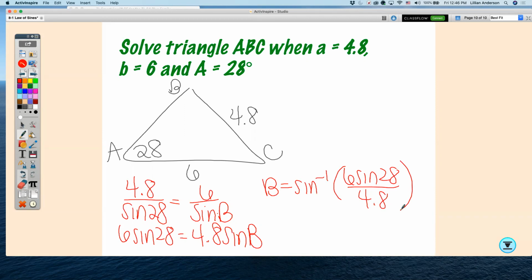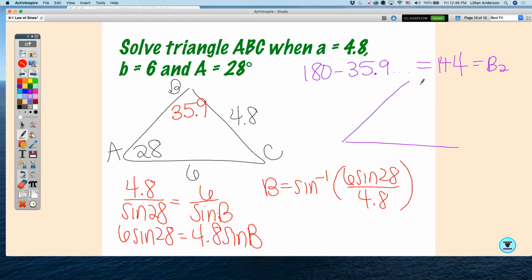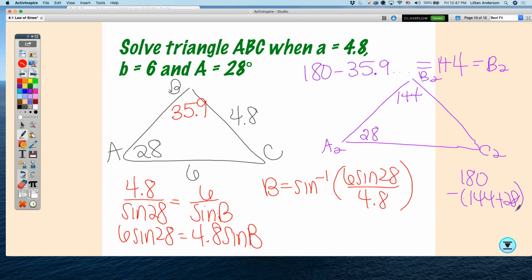What did you guys get for angle B in the first triangle? This is where you check to see if you have 2 triangles, okay? You take that answer and subtract it from 180. What did you get when you took that answer and subtracted it from 180? 144. So 144 could potentially be angle B in your second triangle. You'll know if you actually have a second triangle if you take that number and do what with it? If you add it to angle A. If I add it to angle A and I do 180 minus that sum, what do you get? A positive number? 8 point something.